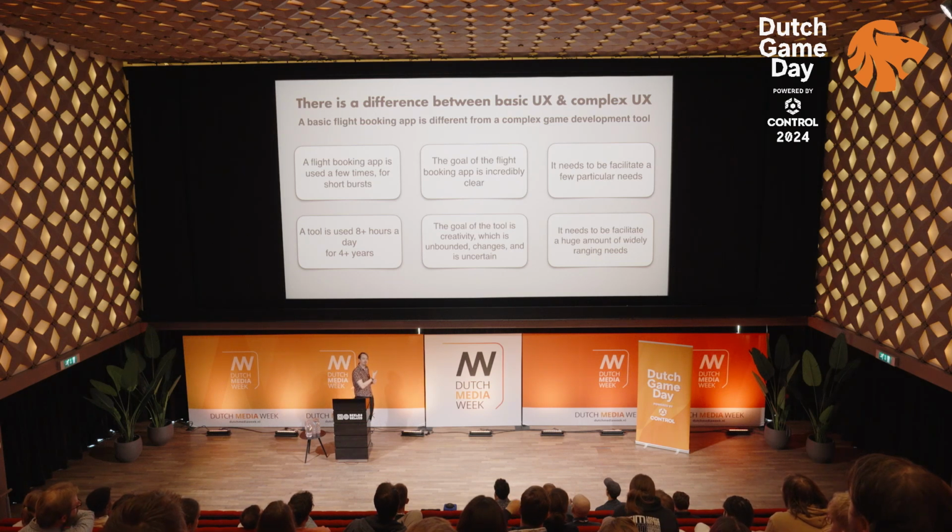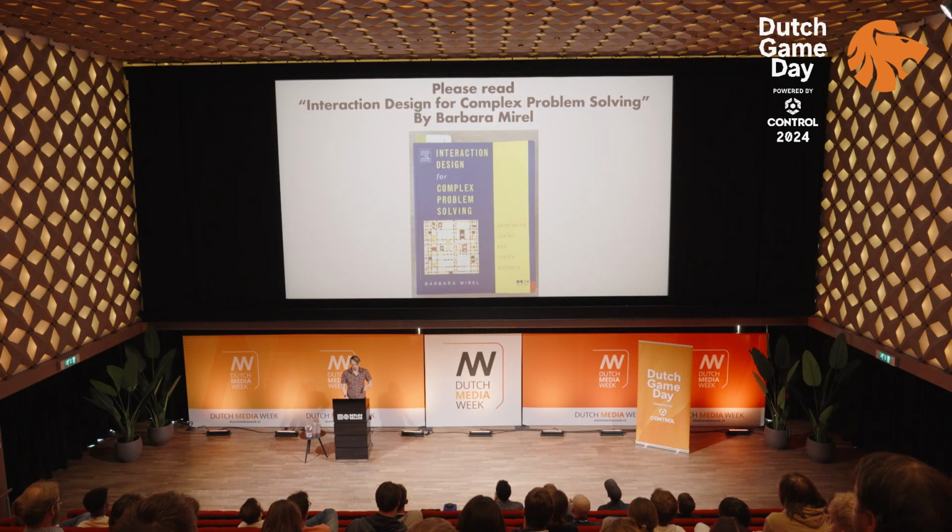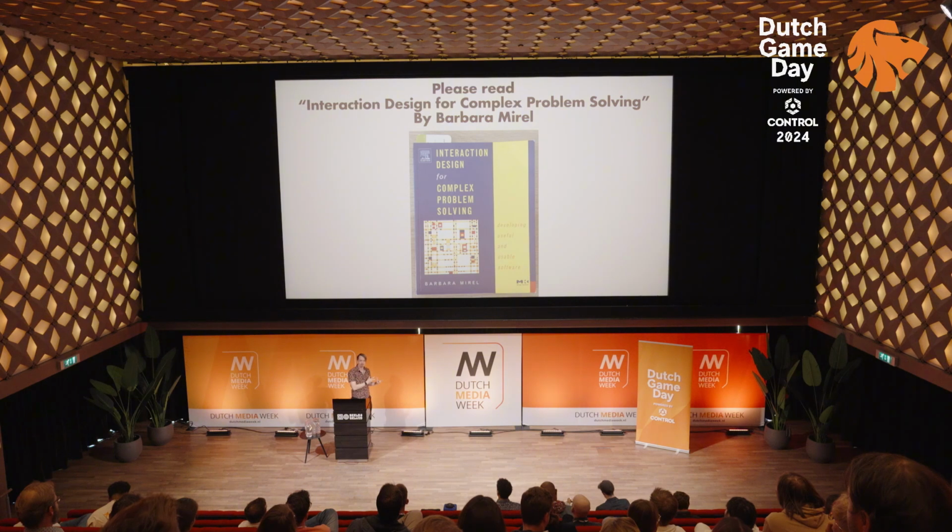It's a different kind of UX. Of course, the basics like, oh, green is good, red is bad, yellow is warning. Those simple UX things are largely still the same, but there is a difference here in whether you're making a very complex professional tool or a simple tool that does one particular thing. If you want to know more about that, please read Interaction Design for Complex Problem Solving by Barbara Merrill. It was released in 2006, I think. It's not a really well-known book, but it goes into these things, where it's very important to think about how you make interaction design for complex problem solving. Not simple things, but complex things, because making games is very, very complex.